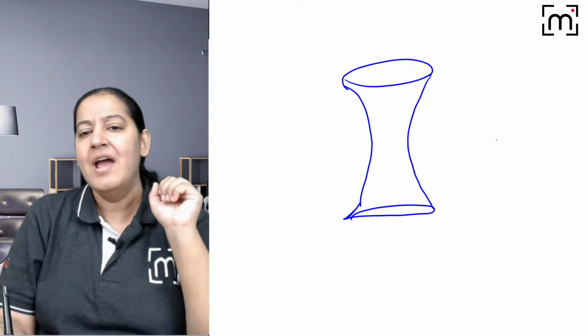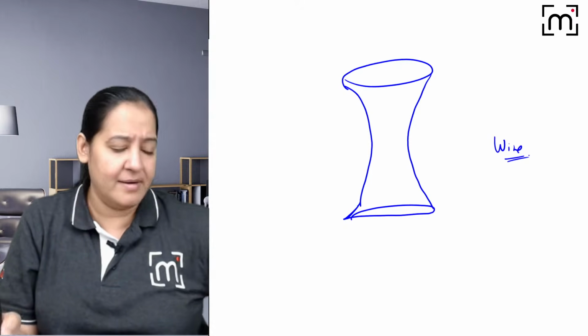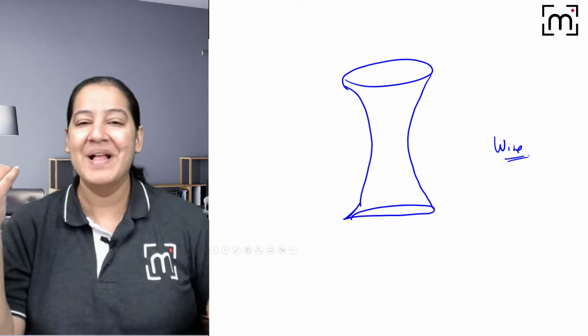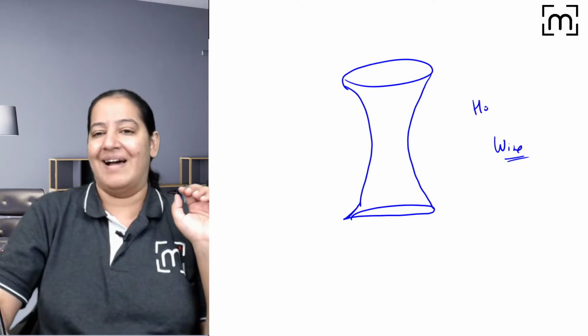It is a glass. It is usually used for wine, beer, and we can use it for tea also, but I don't have it at my home. So this glass is known as hourglass.